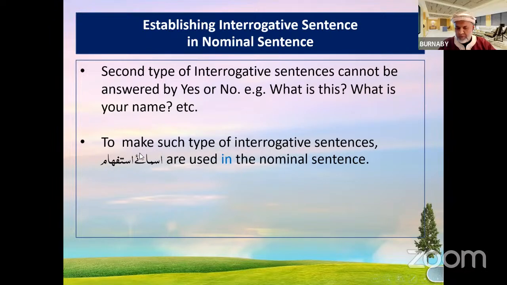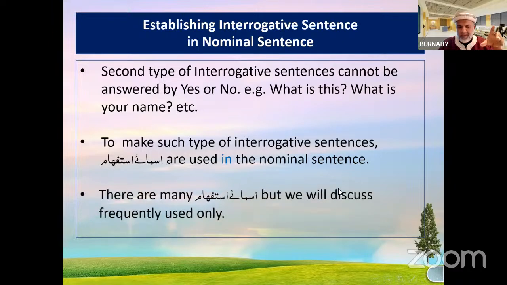Look, there is a difference. Huruf in the previous category and in this category is the asma. Asma is the plural of ism. Yes. And they're used in the nominal sentence. And there is a long list of these asma. And today our main focus is going to be on them. Okay. So there are many of them, and we will discuss only the ones which we frequently see used.